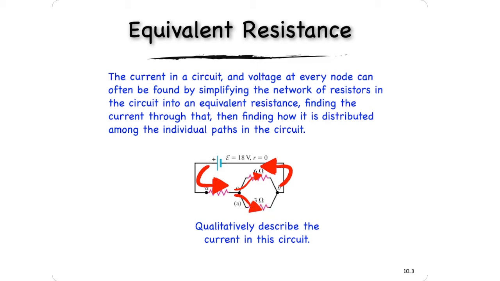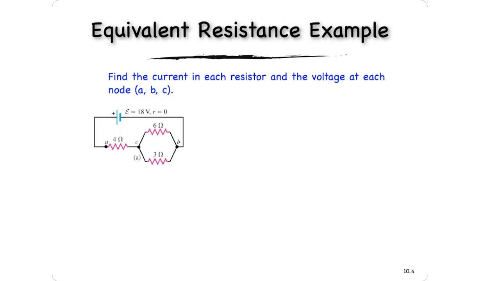So if we wanted to qualitatively analyze this circuit or quantitatively analyze this circuit, we could do that by first, what would be the first step? If we wanted to calculate how much current flows in this, what's the first step in figuring that out?